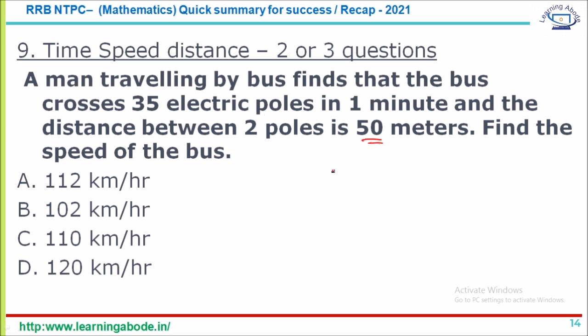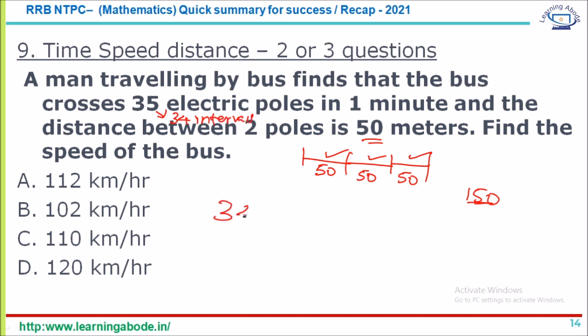That is not the total distance, because let's say you have 4 poles. 50, 50, 50. The distance is 150. It is not 200. 4 poles, 4 into 50, it is not 200, because we have to count only the intervals. So when you have 35 poles, you have 34 intervals. We should count only the intervals. 34 intervals, each interval is 50 meters.